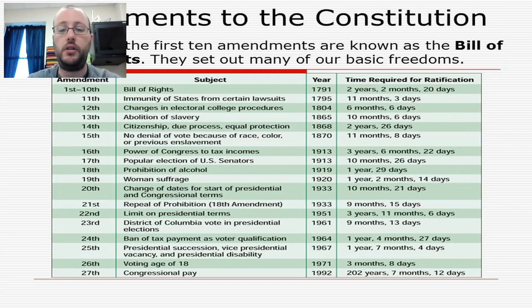This is the 27 amendments. We're not going to get into all this. If you'll go back and look at it on the slides, you're welcome to do so.